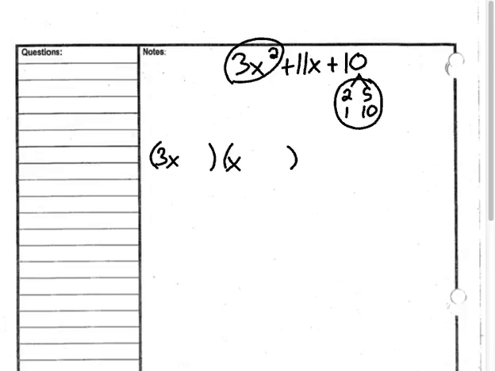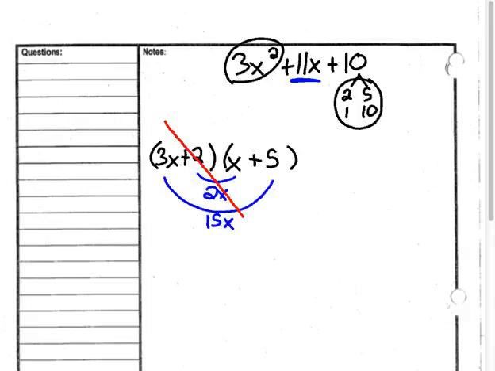So I'm going to try the 2 and the 5. So 2 and 5. And let's see if we get those proper connections, okay? I want connections that are ultimately going to give me that 11x. So I'm going to get a 2x and a 15x. Well, those don't add to give me the 11x. So what that means is this one is actually not the factoring that I'm looking for, okay? That didn't work. It didn't give me the correct middle number. So what that means is I need to experiment with something else.